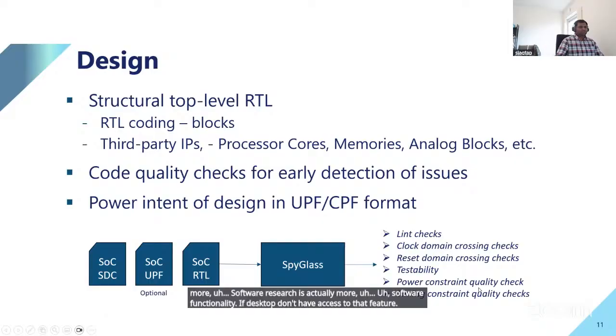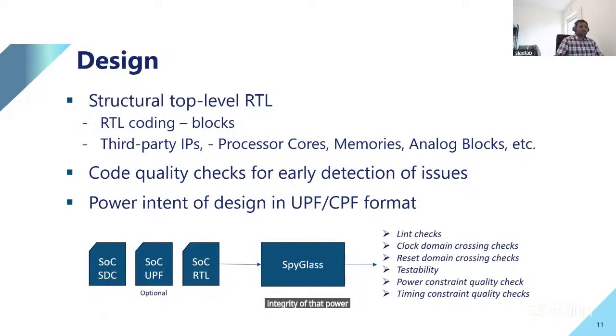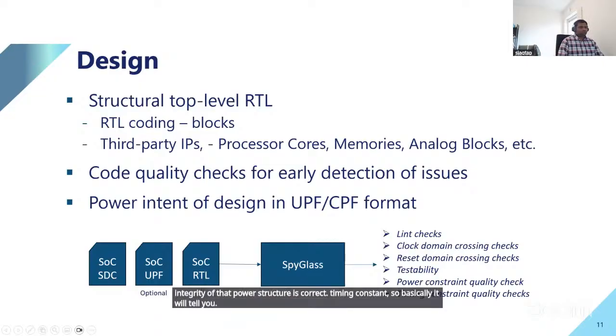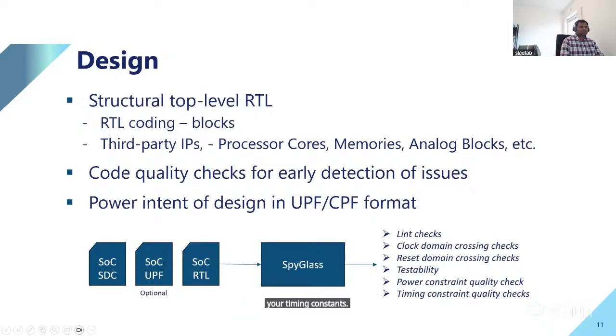Power constraints and quality checks. So whatever power structure you implement, the tool checks that the integrity of that power structure is correct. Timing constraints. Basically, it will check that your timing constraints are consistent and not contradictory to each other.